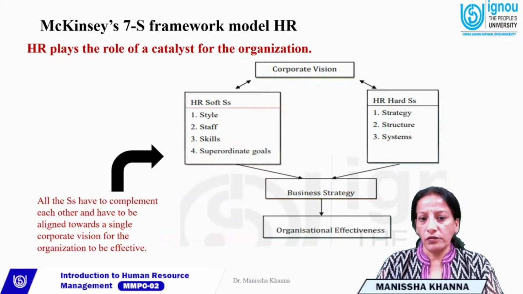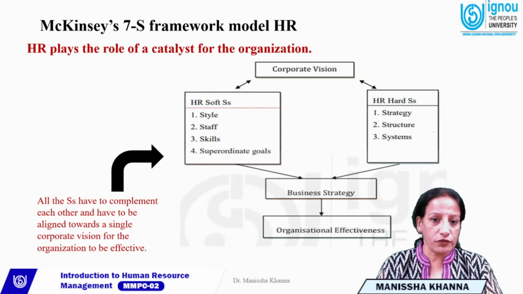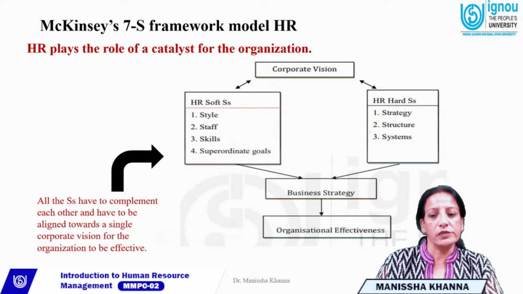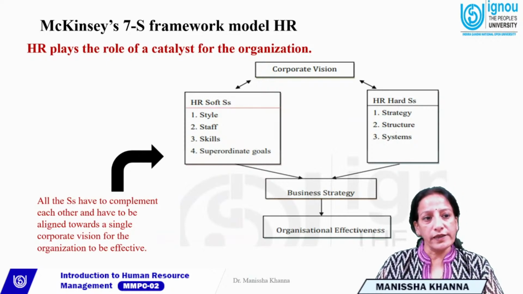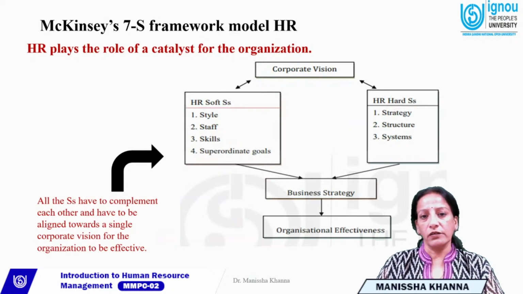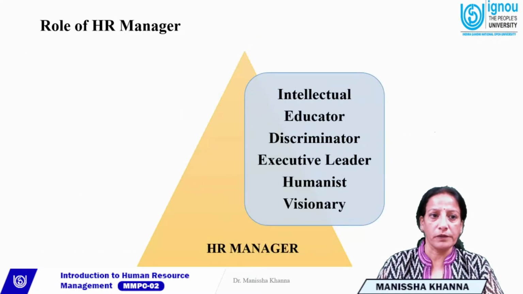Style relates to the working style of people, the leadership style. Staff relates to the people within an organization. Skill refers to the capabilities and abilities of the people within an organization. Subordinate goals are the employees' goals linked with the organization's goals, whereas the HR hard S relates to strategy, the organization structure, and the entire system of an organization, which is framed by the HR framework only.